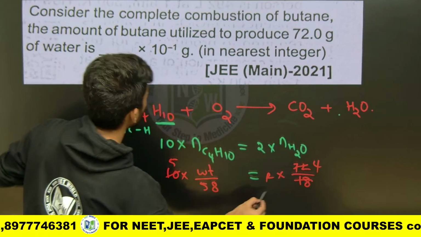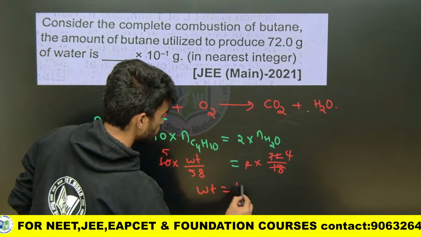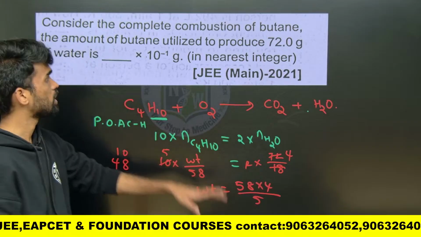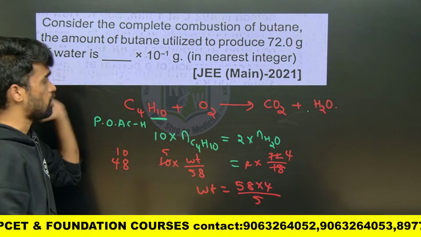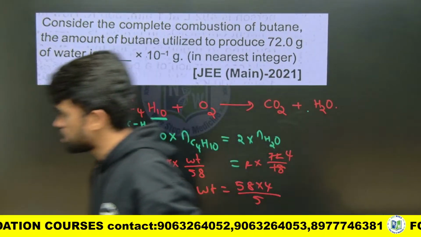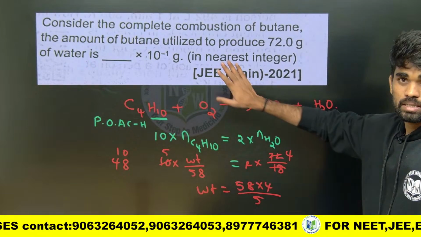So what will be your answer here? You will get weight equals 58 into 4 by 5. So you can simplify, you will get an answer, you can write in this box. Hope this is also clear now. Yeah, so we will see one last question of this particular session which is very helpful, okay. So this is also clear.